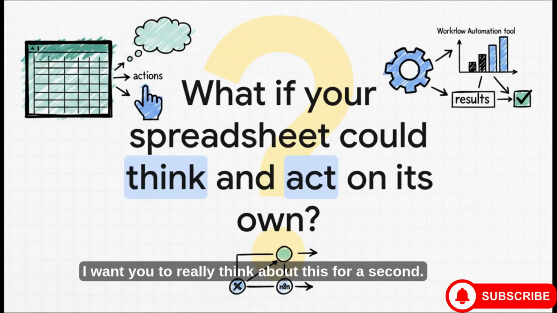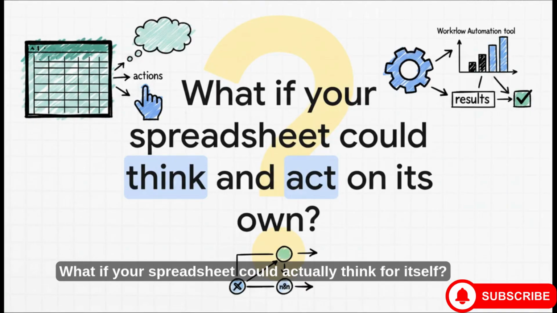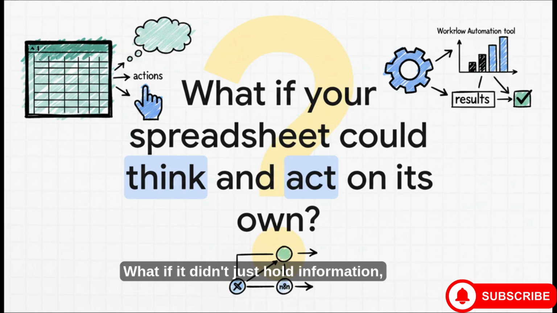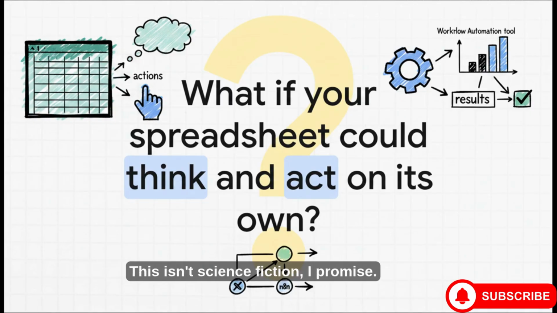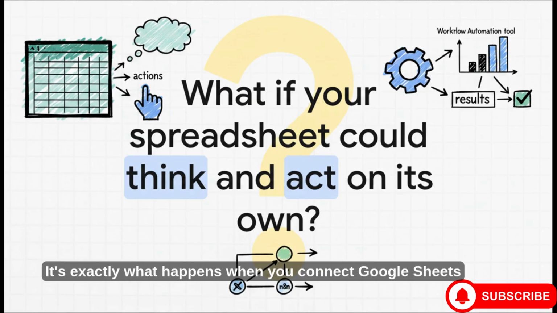I want you to really think about this for a second. What if your spreadsheet could actually think for itself? What if it didn't just hold information, but it could act on that information, bringing you insights and taking action all on its own? This isn't science fiction, I promise. It's exactly what happens when you connect Google Sheets with an automation tool like n8n.